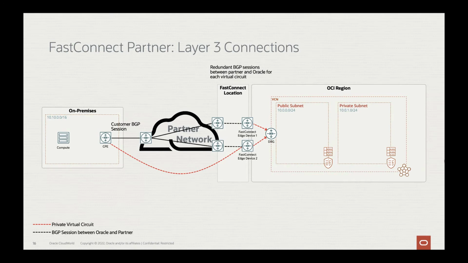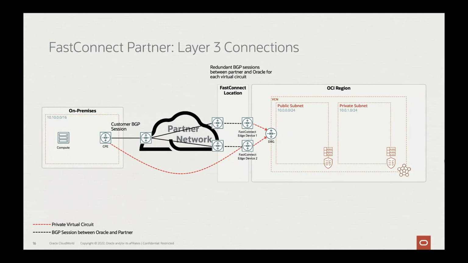Traffic will flow over one of those cross connects, and in the case of, let's say, the cross connect going down or one of the edge devices, there will be automatically a failover to the redundant BGP session, and traffic will fail over and flow over that redundant connection without you needing to do anything additional or establishing additional virtual circuit.